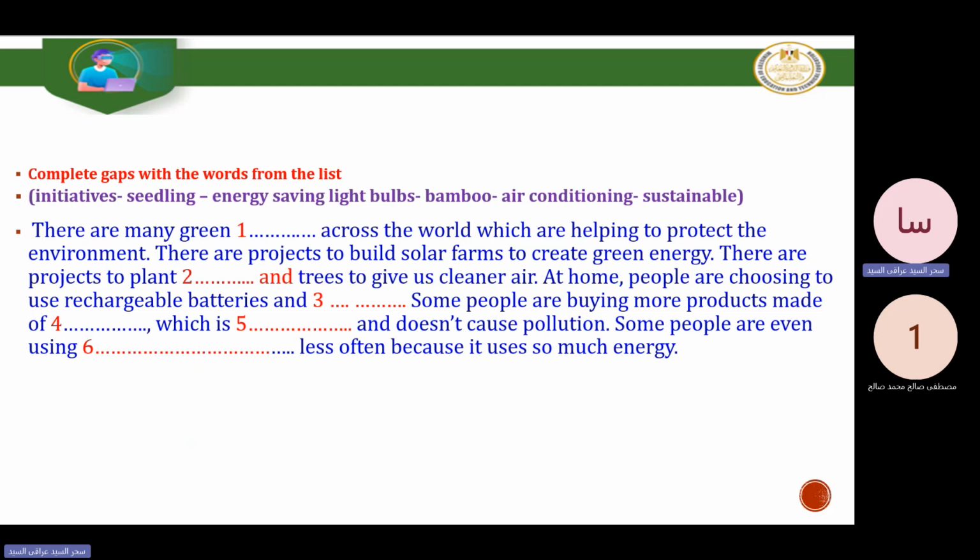There are many blank across the world which are helping to protect the environment. There are projects to build solar farms to create green energy. There are projects to plant blank and trees to give us cleaner air. At home, people are choosing to use rechargeable batteries and blank. Some people are buying more products made of blank, which is blank and doesn't cause pollution. Some people are even using blank less often because it uses so much energy. Okay, I will give you a minute.